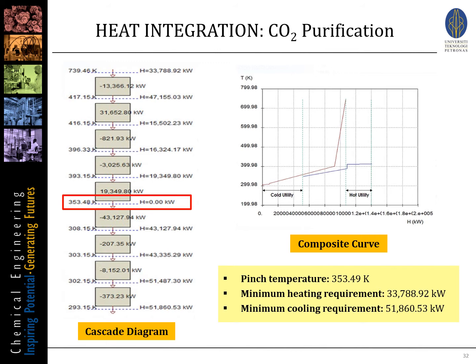353.49 Kelvin, giving the minimum heating requirement around 33,700 kilowatt and the minimum cooling requirement around 51,800 kilowatt. While from the composite curve for the CO2 purification process, the heat flow of the process is demonstrated by showing the temperature difference between the hot stream and the cold stream, as indicated by the red and the blue line respectively. From this diagram, the hot and the cold utilities are placed as indicated, and as we can see, the amount of the hot and the cold utilities required favored the amount of minimum heating and cooling requirement.